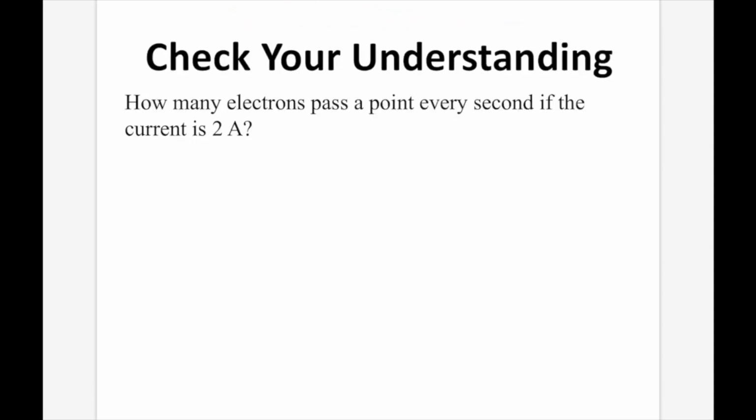Check your understanding. I want you to pause the video and answer this question. How many electrons pass a point every second if the current is 2 amps? Keeping in mind that 1 amp equals 6.25 times 10 to the 18 electrons passing a given point every second.